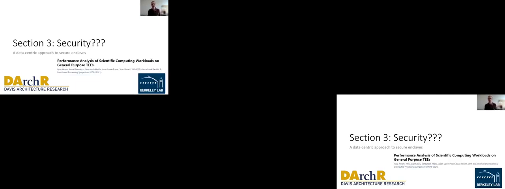So the next problem: how do we secure all of this data that we are now storing around? This is work that's based on an IPDPS paper that came out last year and is a collaboration with colleagues at the Berkeley lab.